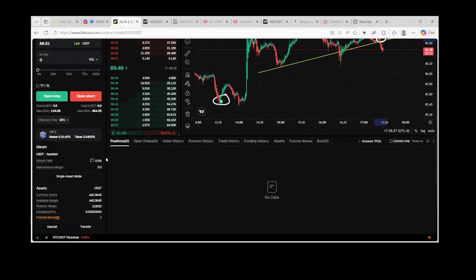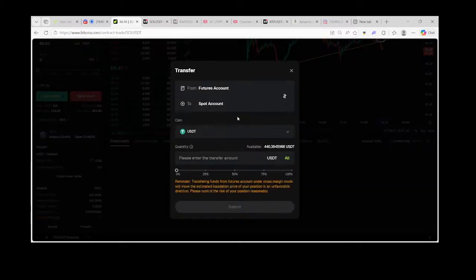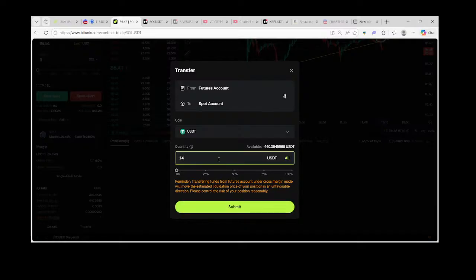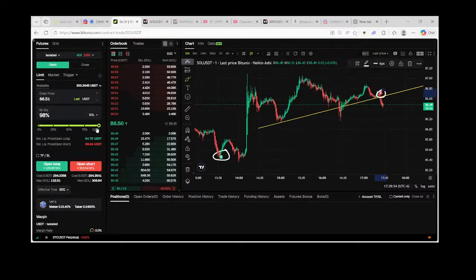So once you do that, you want to make sure that we're trading the same bag. So you just hit this little transfer button, and you're going to swap here from spot. You're going to make sure it's futures, and I'm just going to move the $140 that we just made in profit, and I'm going to move it over to my spot account, right? Keeping it simple so that when I make my next trade, my current equity is 300 and my available margin is 300, so that when I do make my trade and I'm scaling my percentage from 50%, I know that 50% is 150, and I know that the 100% is going to be the 300 I want.